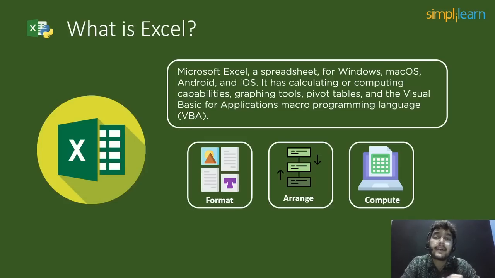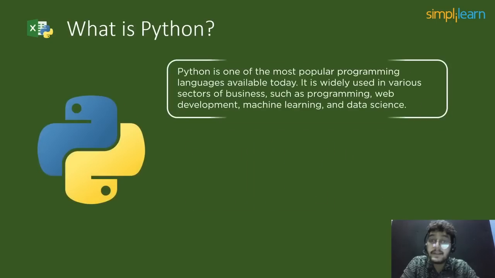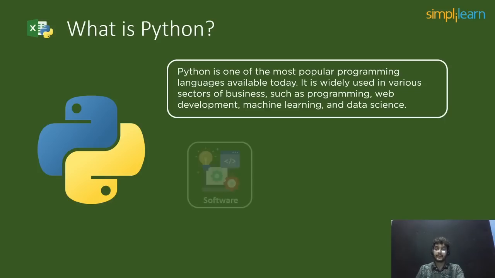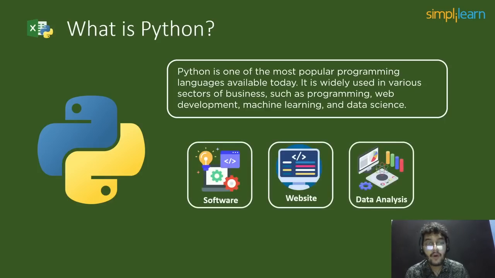After discussing what is Excel, let's go through and see what is Python. Python is one of the most popular programming languages available today. It is widely used in various sectors of business such as programming, web development, machine learning, and data science. Given its wide use, it is not surprising that Python has surpassed Java as the top programming language. Python is frequently used to create software, websites, and to perform data analysis and much more.